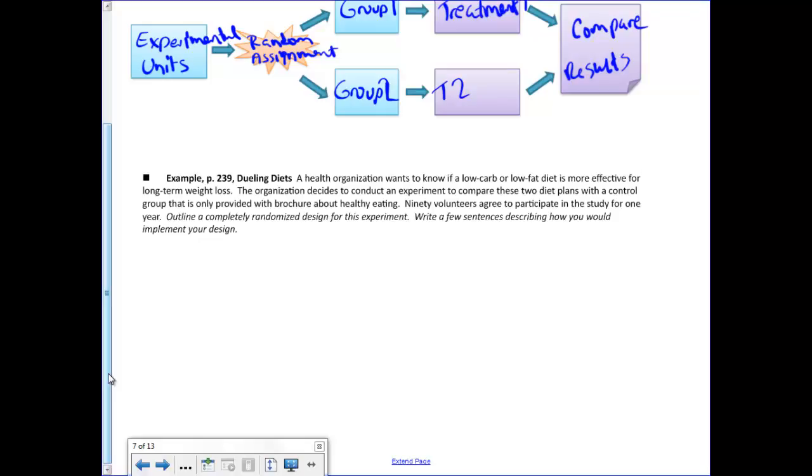A health organization wants to know if a low-carb or low-fat diet is more effective for long-term weight loss. The organization decides to conduct an experiment to compare these 2 diet plans with a control group that is provided with a brochure about healthy eating. 90 volunteers agree to participate in the study for 1 year. Outline a completely randomized design for this experiment and write a few sentences about how you would implement it.